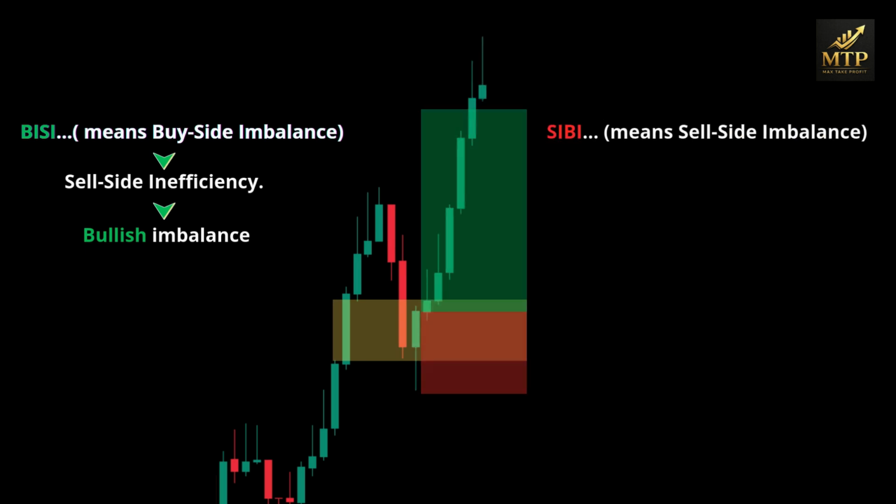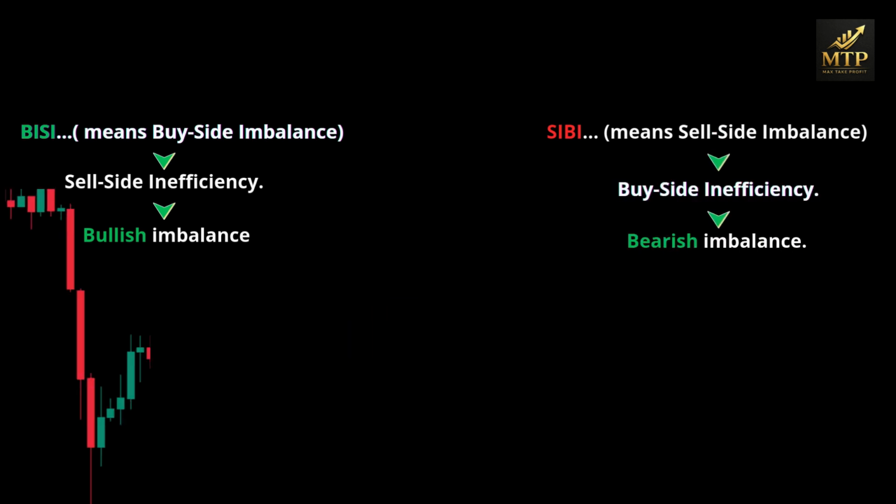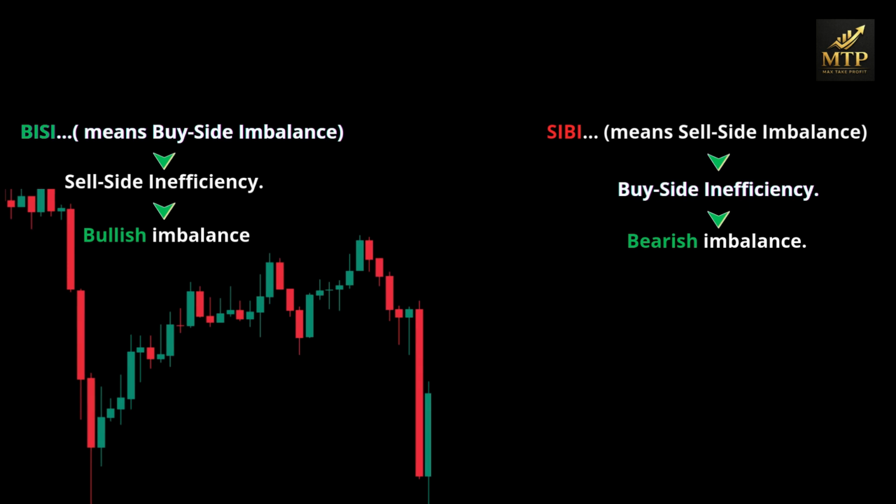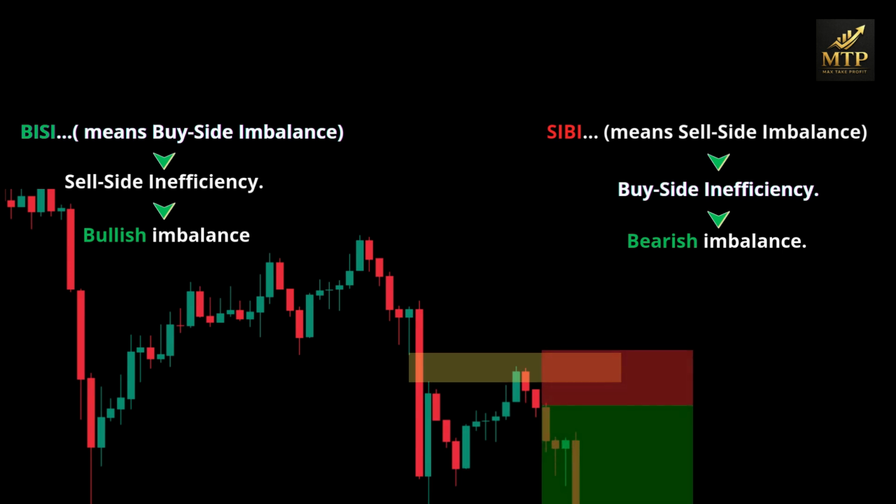SIBI means sell-side imbalance, buy-side inefficiency. It's a bearish imbalance. Sellers dominate, price drops fast, and leaves a fair value gap above. Traders look for sells when price returns to that area. In short, BISI equals bullish fair value gap, SIBI equals bearish fair value gap. Understanding this helps us trade in the right direction.